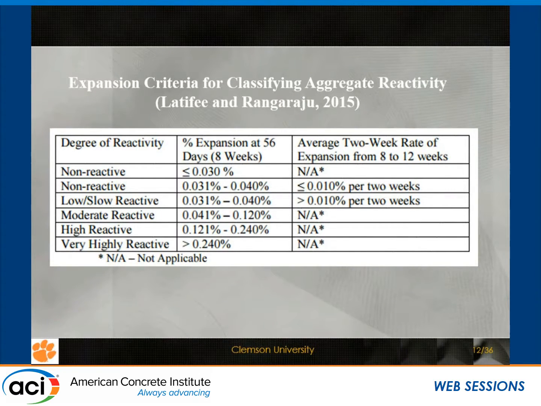This is a table that talks about different moderately reactive or highly reactive aggregates or very highly reactive aggregates. But there's also another category here of slow or low reactivity aggregates. These typically tend to fall below the 0.04%, but their rate of expansion beyond that, from 8 to 12 weeks, seems to be different than aggregates that are truly non-reactive, and that's where we make some distinctions. So there's a lot more data now that we have with these new materials that we tested recently. This criteria seem to hold good for those aggregates as well.